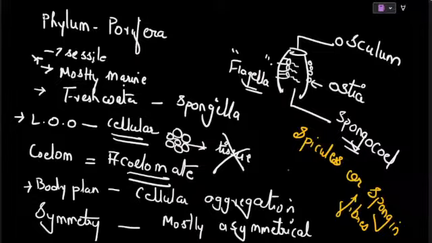Another important point. What about the digestive system? And what about the digestion? Digestive system absent, but the digestion is intracellular. Digestion occurs due to presence of which type of cell? Choanocytes, which are also known as collar cells. If an out-of-the-box question is there, what about their mode of excretion? If they are mostly marine, the mode of excretion will be ammonotelic.